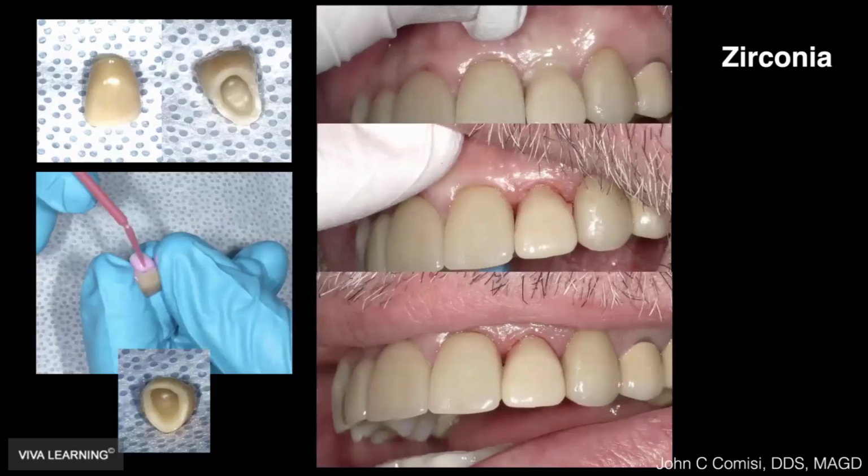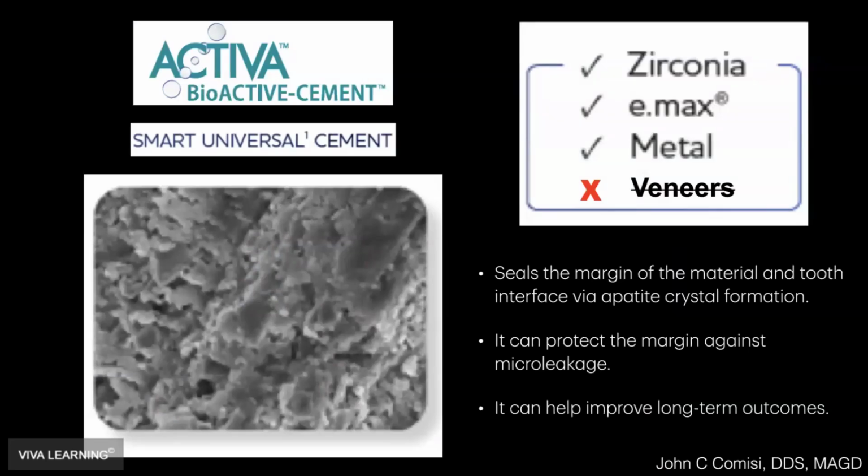These are the kinds of things that you can do. And again, should I have used isolation here? Yeah, probably. But at that point in time, I wasn't smart enough. So as I get older, I'm learning how to make sure that I protect the area and make sure that I get a better overall seal and protect things. Again, material is used on zirconia, on Emax, on metals. But again, as I said earlier, not for veneers.